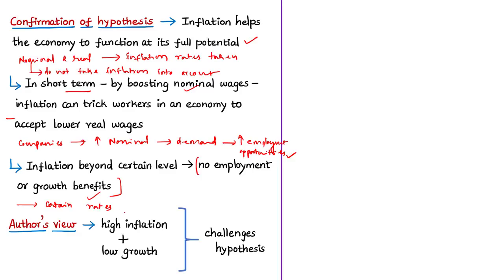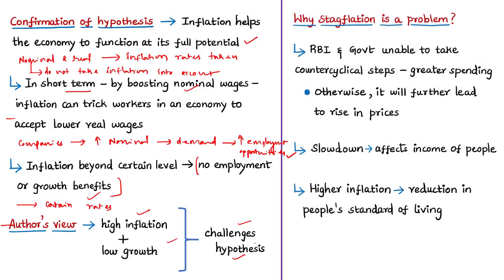But according to the author of this news article, the simultaneous presence of a higher rate of inflation and low economic growth under stagflation challenges the conventional view that inflation helps an economy to operate at full capacity. So in turn, it questions the validity of the Phillips curve, which mentions that there is an inverse relation between inflation and the unemployment rates. Now, we'll see how stagflation is a problem for the Indian economy.